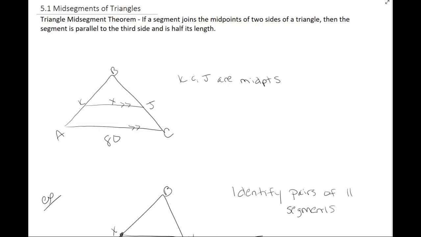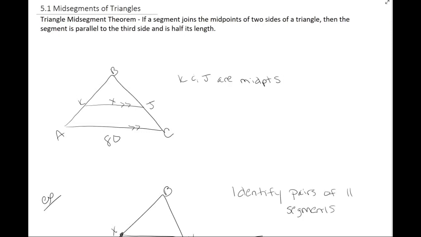The triangle midsegment theorem states that if a segment joins the midpoints of two sides of a triangle, then the segment is parallel to the third side and is half its length. All right, remember geometry is all about the theorems. So we are going to apply this theorem in this section. But this is essentially what it looks like.